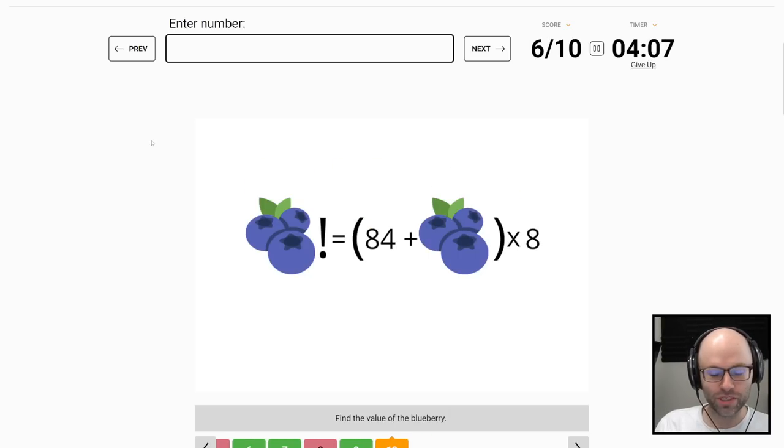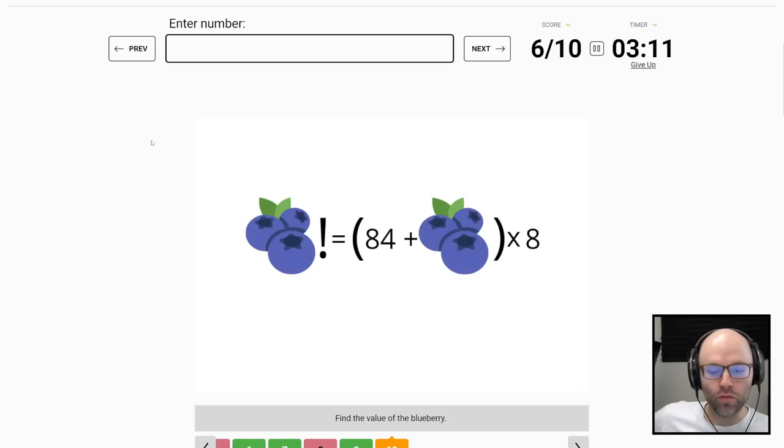Blueberry factorial equals 84 plus blueberry times 8. Okay, hold on. I can do this. I swear to you. I can do this. 672 plus 8 blueberries. Then you go to the other side... No? Okay, that's... equals 84 plus blank times 8. I don't think I can do this without a piece of paper in front of me, just to be honest with you.